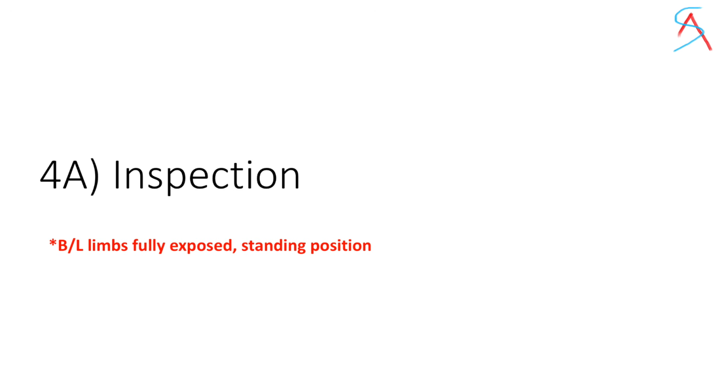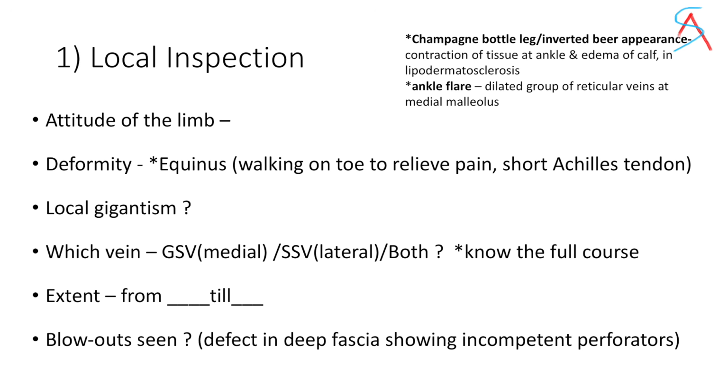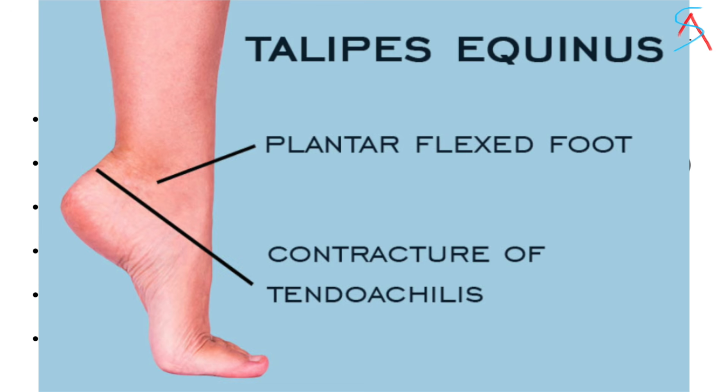Then we have to do the local examination. First is inspection. In inspection, make sure both the limbs are fully exposed and the patient is standing. Full inspection will be done in standing position. We have to talk about the attitude of the limb and any deformity. Generally, equinus deformity is formed in chronic venous ulcer where the patient starts walking on toe to relieve his or her pain, which will result in shortening of the Achilles tendon.